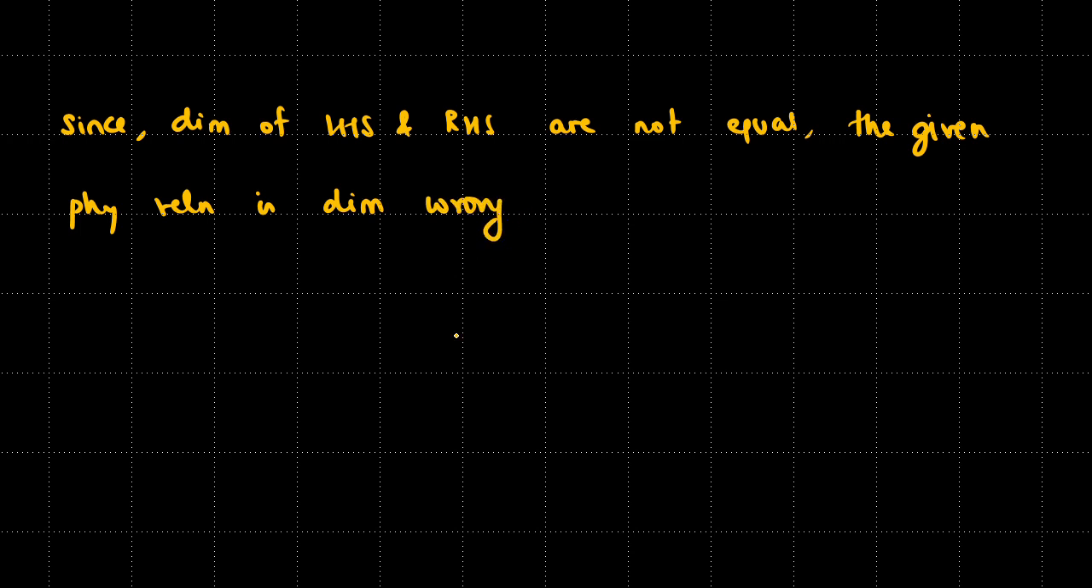So if a relation is dimensionally wrong, it means that it is physically wrong as well. Physically meaning the formula does not work in general. If it works dimensionally, it might not work in reality, but if it's wrong dimensionally, it means that it will not work 100%. That's a guarantee. So let's move on to the last question.